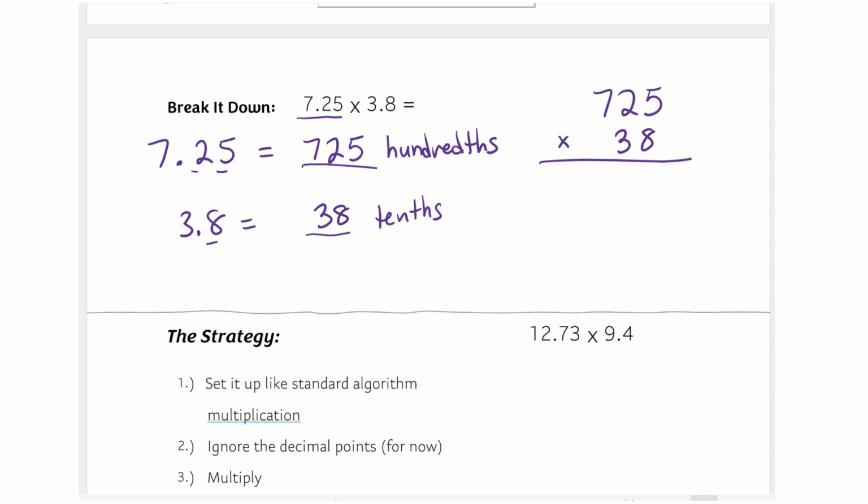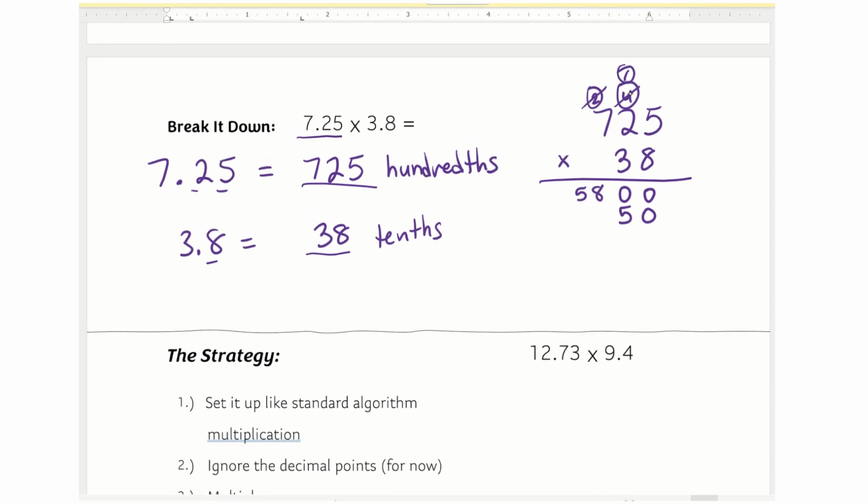8 times 5 is 40. 0, carry the 4. 8 times 2 is 16, plus 4 more is 20. 0, carry the 2. 8 times 7 is 56, plus 2 more is 58. All right, I multiplied by the 8. Now I can multiply by the 3. I'll place my placeholder 0, the hero. 3 times 5 is 15. 5, carry the 1. 3 times 2 is 6, plus 1 more is 7. And 3 times 7 is 21. And add it all up.